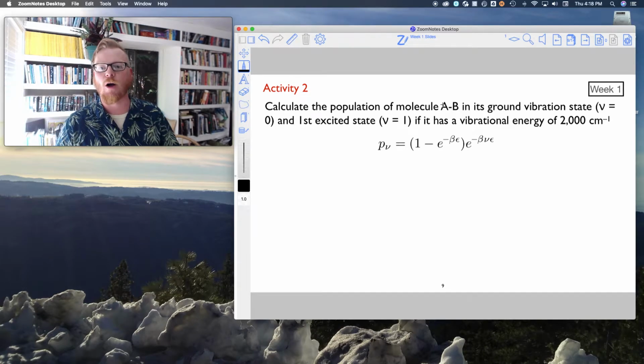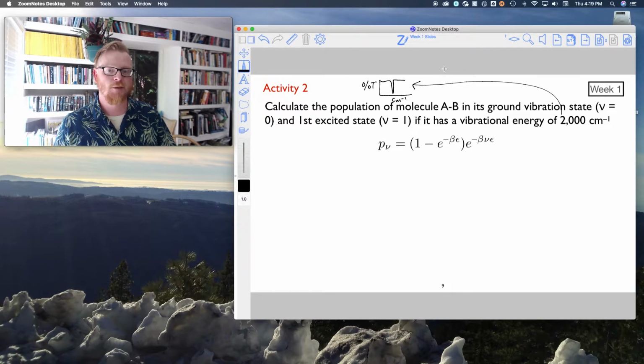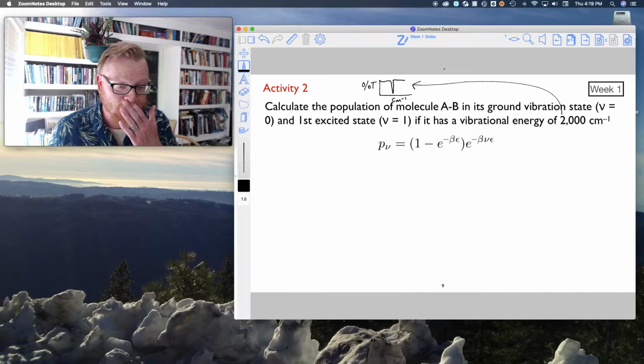Calculate the population of molecule AB, a generic molecule AB, in its ground vibrational state, nu is 0, and its first excited state, nu is 1, if it has a vibrational energy of 2,000 wave number. So that means if we were looking at an infrared spectrum, we have wave number on this axis, and we'll say percent transmittance on this axis, then we would see this peak, and that would correspond to our 2000 wave number, okay? So what is the population of states?